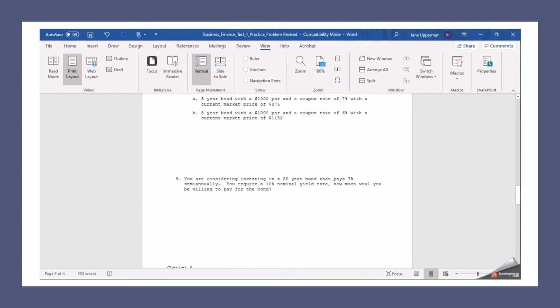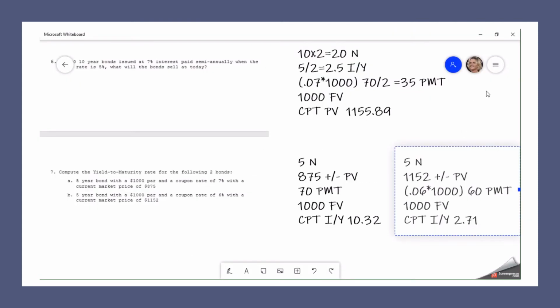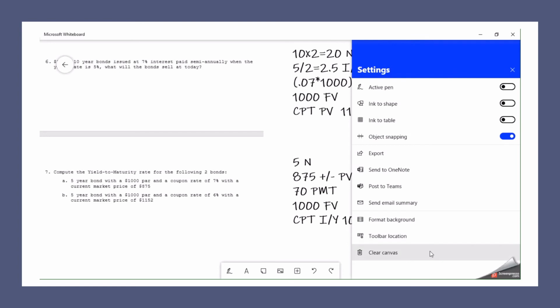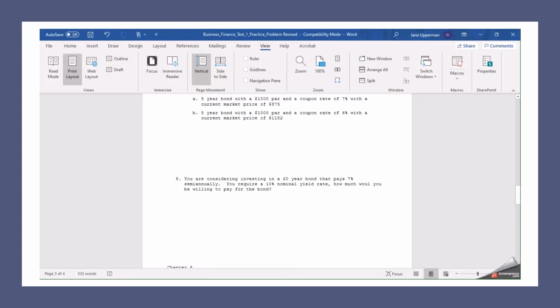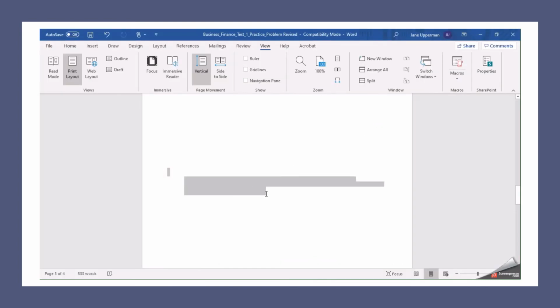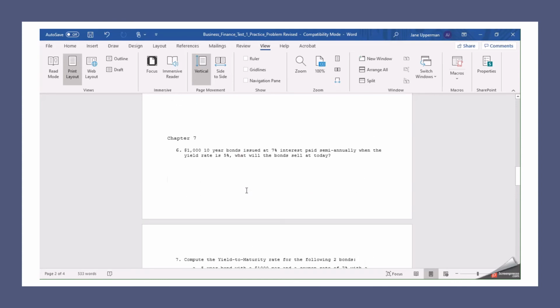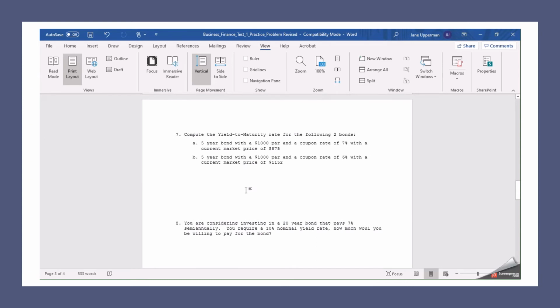And we've got one more for chapter 7, so I will clear this out, and then we'll copy this one over. Oops, where did it go? There it is. All right.